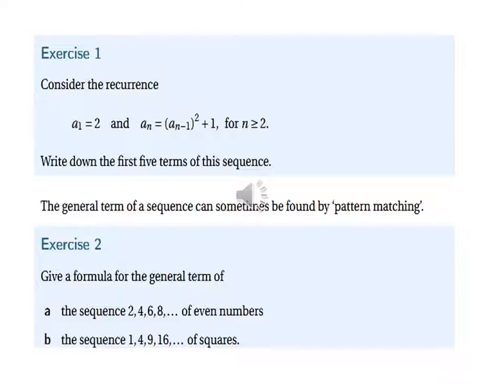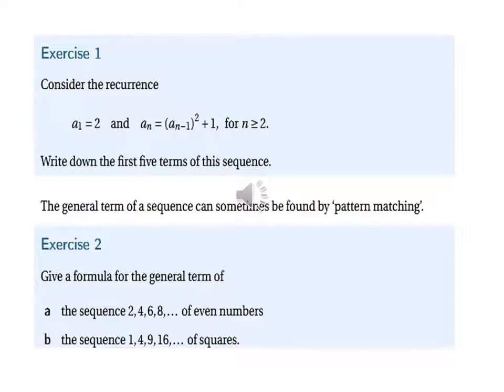Exercise number 1. Consider the recurrence a sub 1 equals 2, a sub n equals a sub n minus 1 to the power 2 plus 1 for n greater than or equal to 2. Write down the first 5 terms of this sequence. All the students must solve this exercise. The general term of a sequence can sometimes be found by pattern matching.